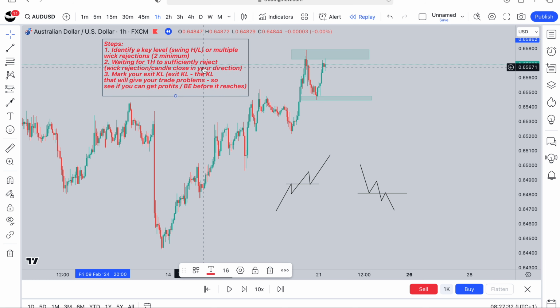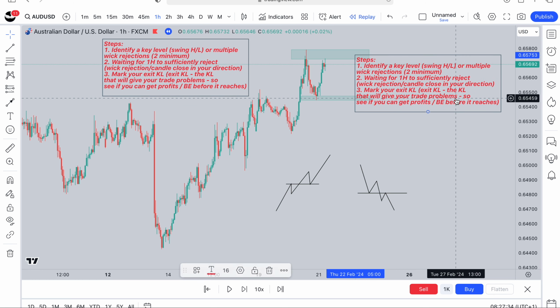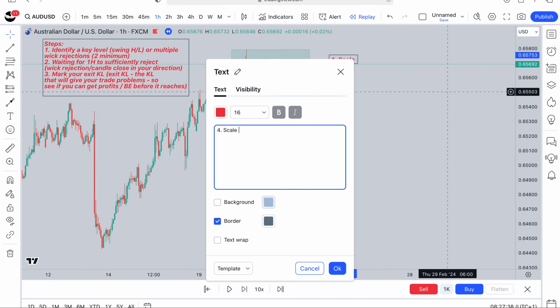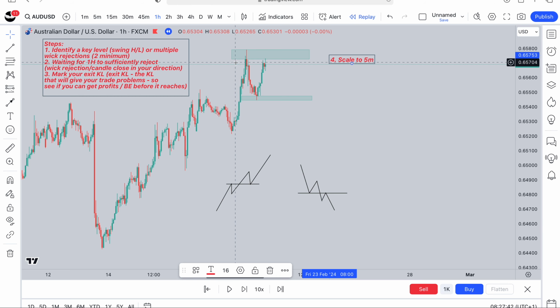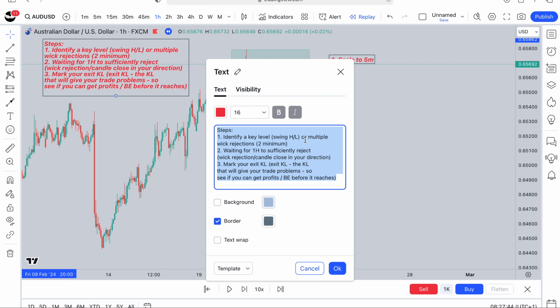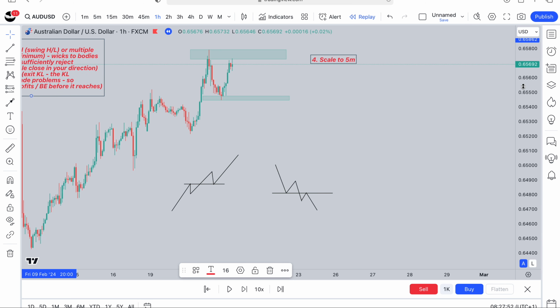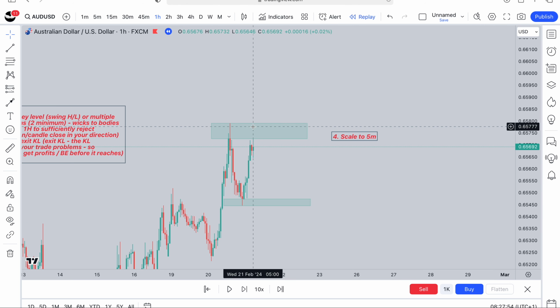All right then. So I'm going to carry on our little steps down by here. Okay, so now we're going to scale to the 5 minute. We've got everything in order. We've identified our key level. We go from the wicks to the bodies. Okay, should put by here. Wicks to bodies. Okay, we've waited for a sufficient rejection. We've been patient and we've seen that price is rejected by here.